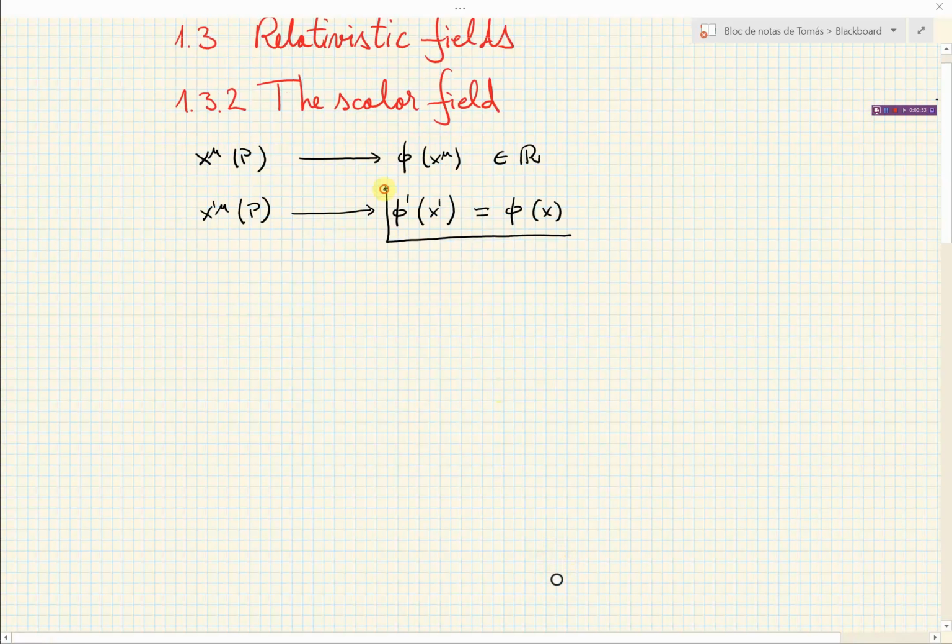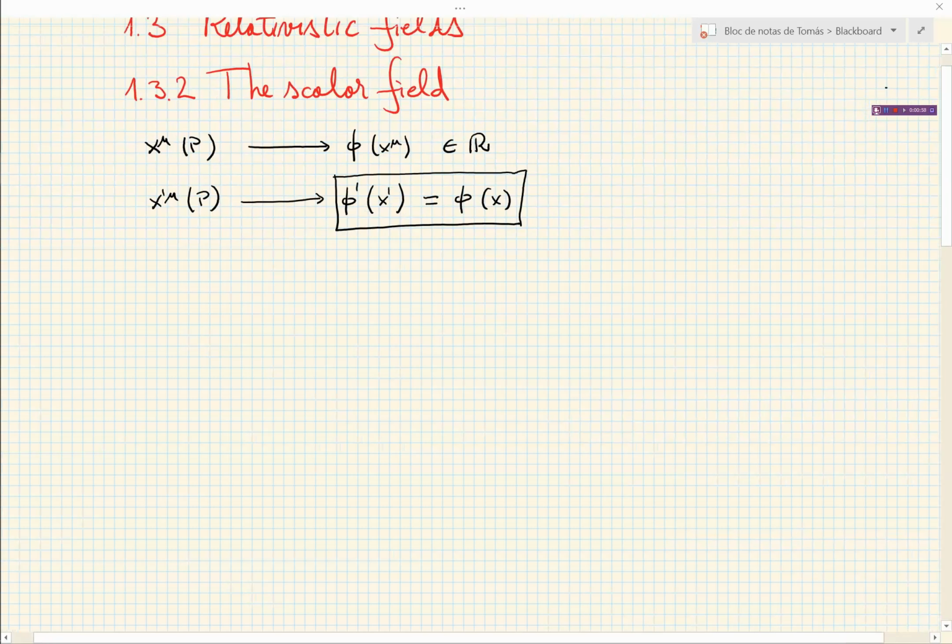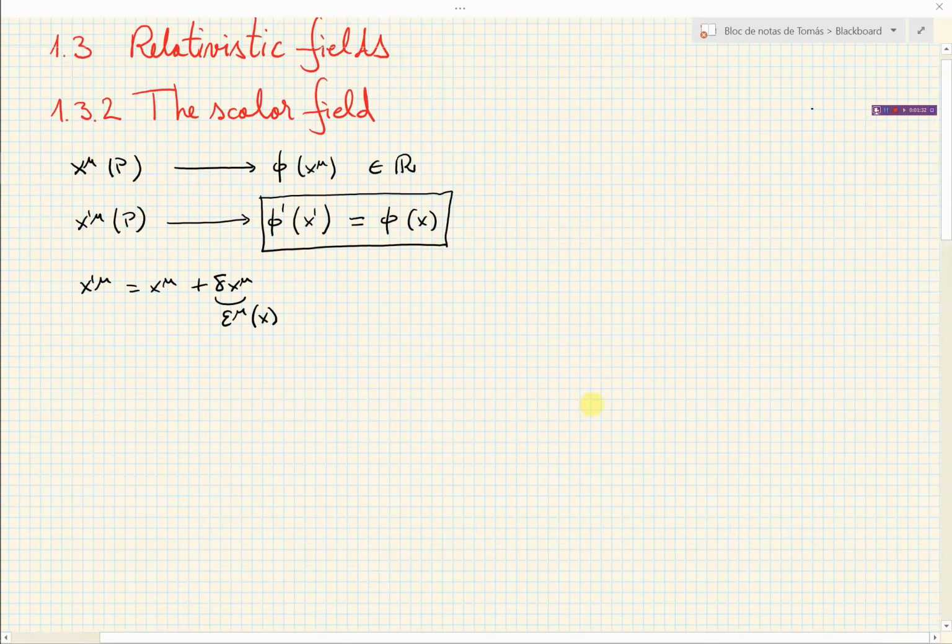of a scalar field. In fact, not only under Lorentz transformations or Poincaré transformations, but under any kind of transformations, if the field φ is a scalar under them. If this transformation is infinitesimal, so x'^μ is equal to x^μ plus some small transformation, whose form we will discuss later, and that for the moment we call ε^μ, and that can be a function of the x's, not arbitrary but fixed for the moment.